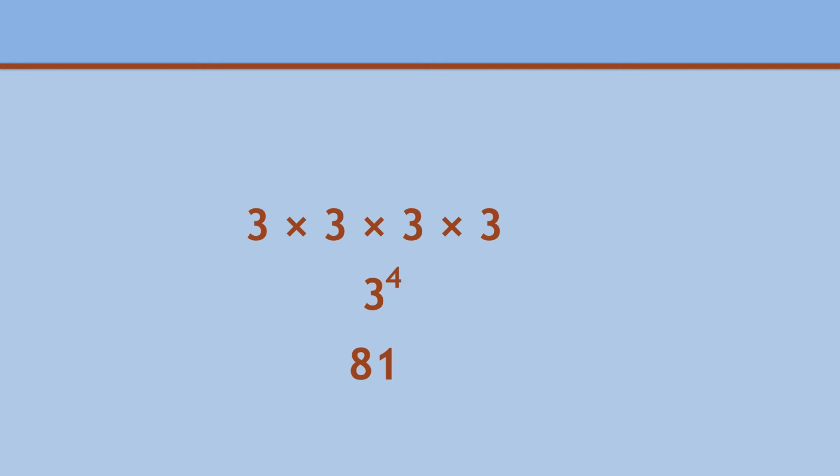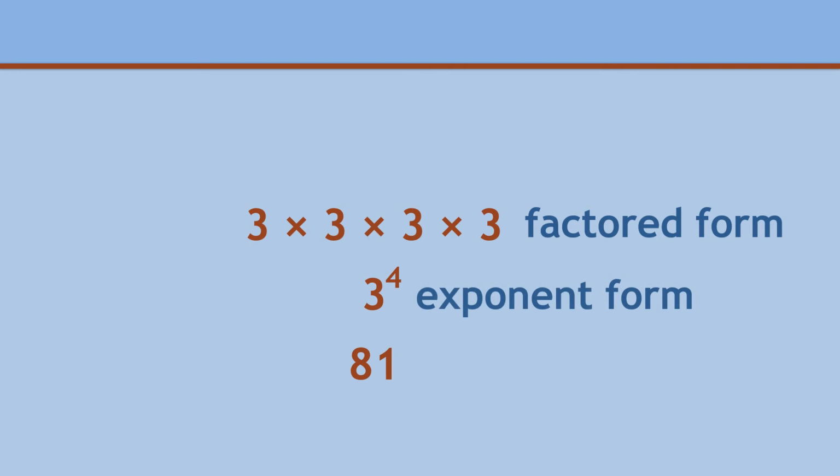Now I want to tell you we're going to call these three forms right here that we have. They're all equal to the same thing, but they have three different names. So the first one, which is 3 times 3 times 3 times 3, is what we call our factored form. Go ahead and write that down. Okay, our middle one, which is 3 to the 4th power, is our exponent form. And our final one, which is 81, which is what 3 times 3 times 3 times 3 is equal to, is called our standard form. Okay, make sure you have those three forms written down.